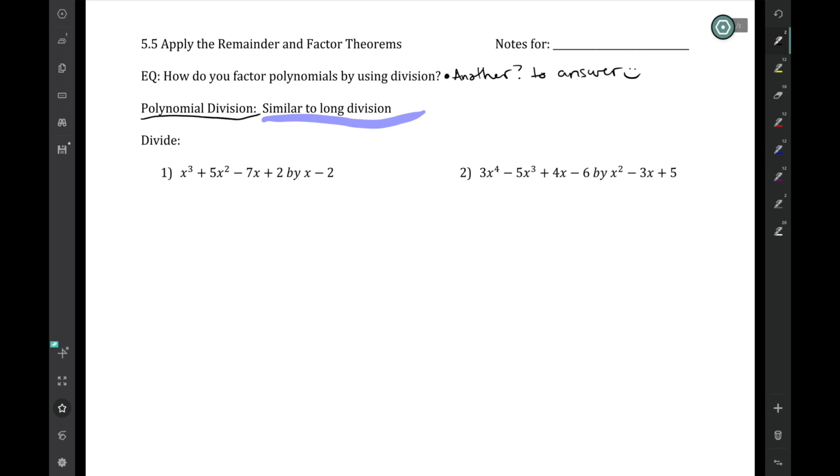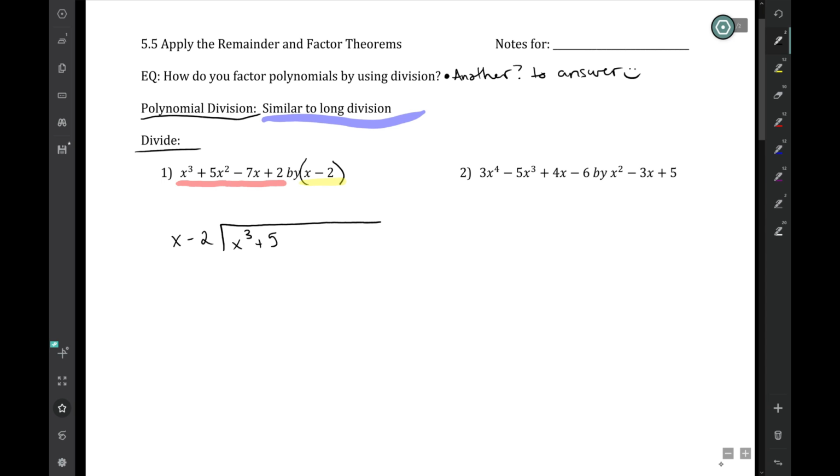x to the third plus 5x squared minus 7x plus 2. We want to divide it by x minus 2. Okay, so I'll highlight it in red, and we are going to divide it by the yellow. Simply put, you want to make it look like long division. So we're going to have x minus 2, our little bar, and x to the third plus 5x squared minus 7x plus 2.